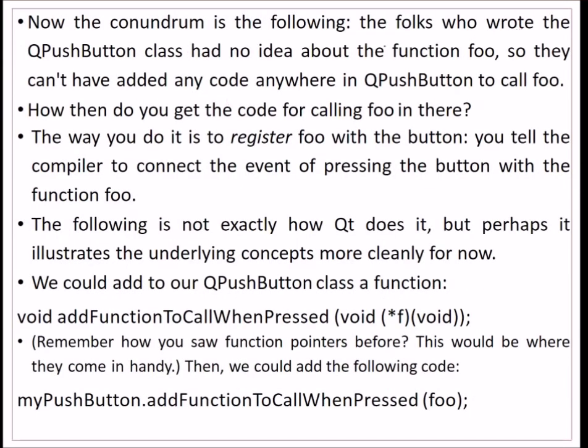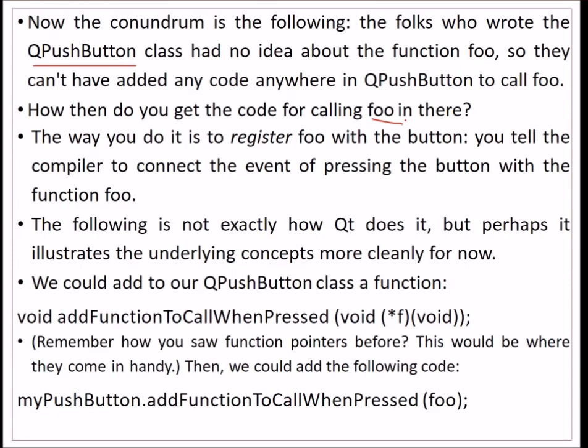Now, the person who wrote the QPushButton class has no idea about what function you are talking about, the foo. So they have not added any code anywhere in your QPushButton to call your foo. So how then do you get the code for calling foo? You want to press a button and call foo, but QPushButton has nothing to do with it.